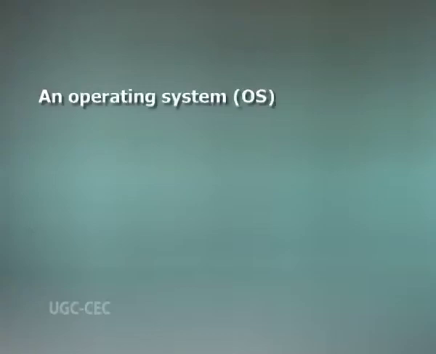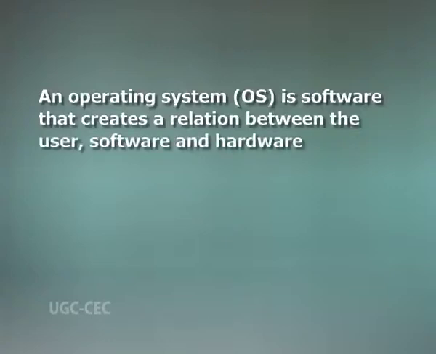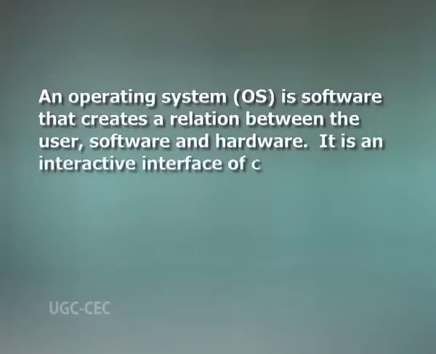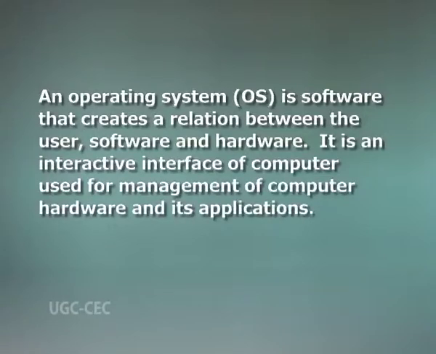An operating system, or OS, is a software that creates a relation between the user, software and hardware. It is an interactive interface of computer used for management of computer hardware and its applications. The OS is the first software to be loaded when a computer starts up. The entire application programs are loaded after the OS. Whenever an application needs information, it requests the OS, which in turn queries the system clock on the motherboard.